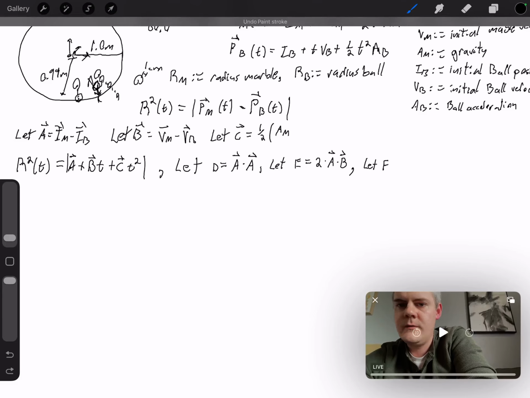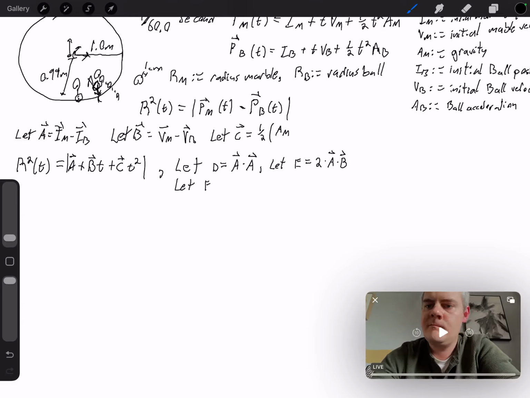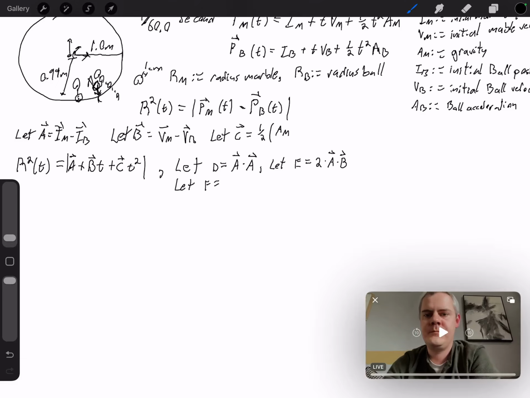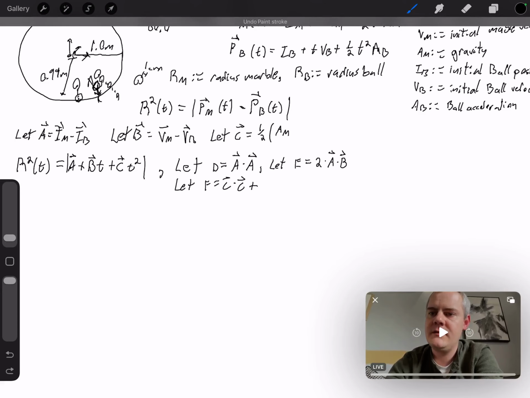What do I want to do here for space? Okay. F is going to be the squared term, which comes from 2 places, C dot C and also A. 2 of those. Let's keep this neat.